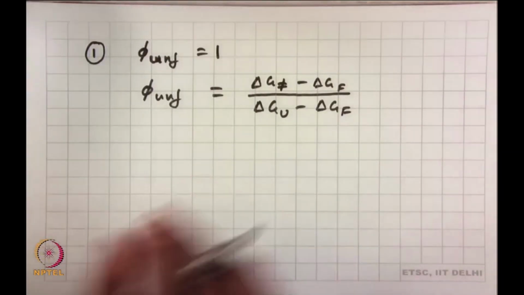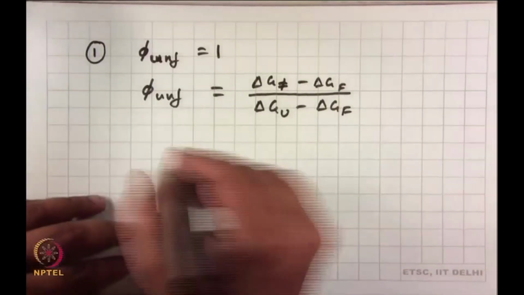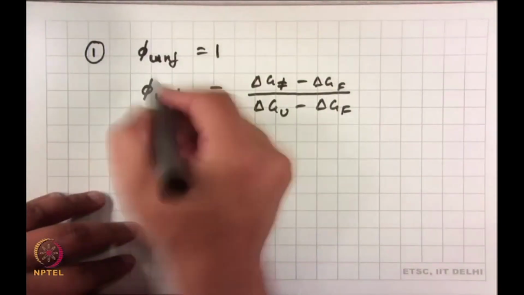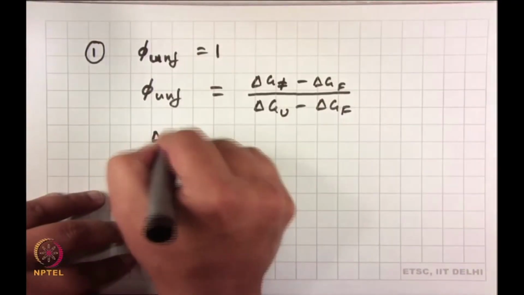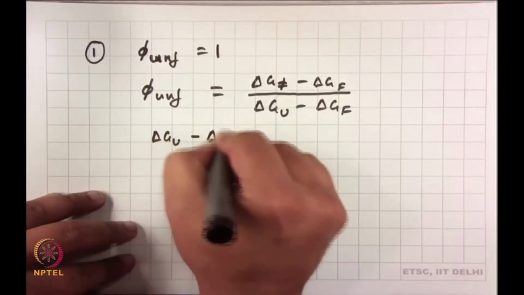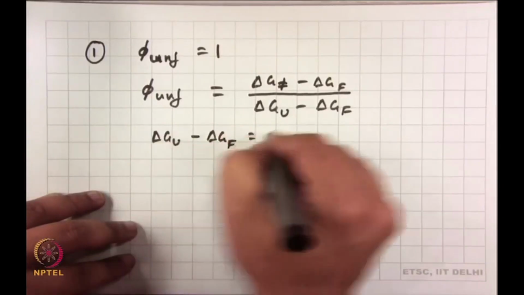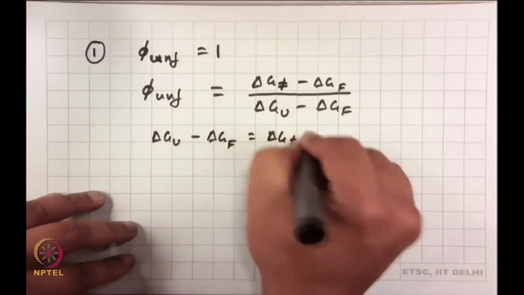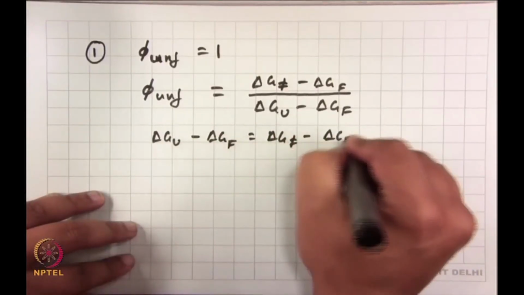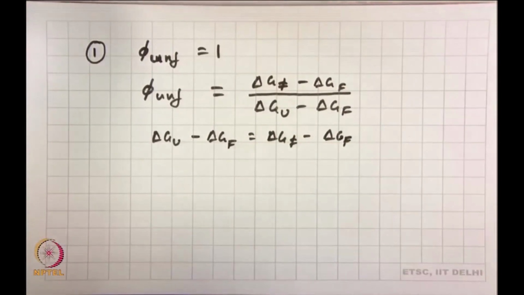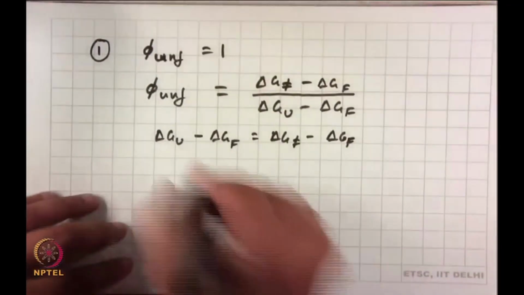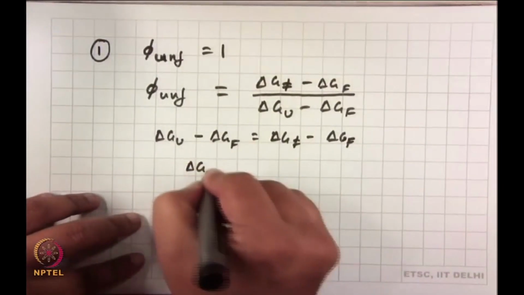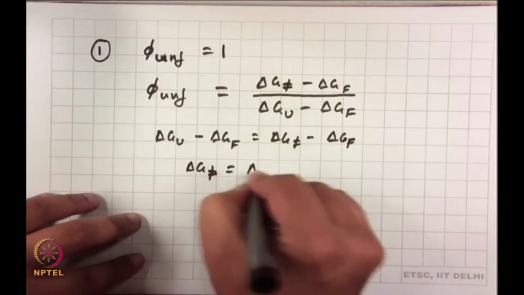Now, if phi unfolding is equal to 1, that means what can I write? I can write delta G U minus delta G F is equal to delta G hash minus delta G F, is not it? Very simple, because phi unfolding is equal to 1. If that is the case, what am I left with? Delta G hash is equal to delta G U.